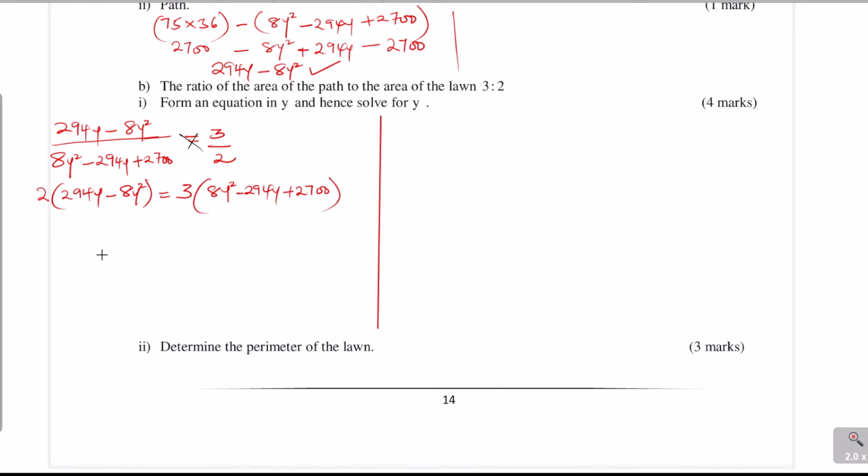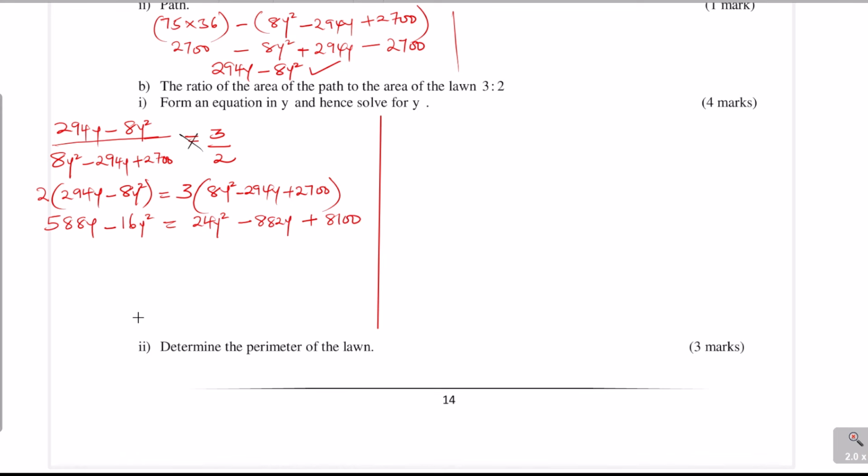So when you open the brackets here, you will get 588y minus 16y squared is equal to, this will give 24y squared, then subtract, let me see, so it is equal to 24, then 882y, and then 3 times 2700, that will give 8100.